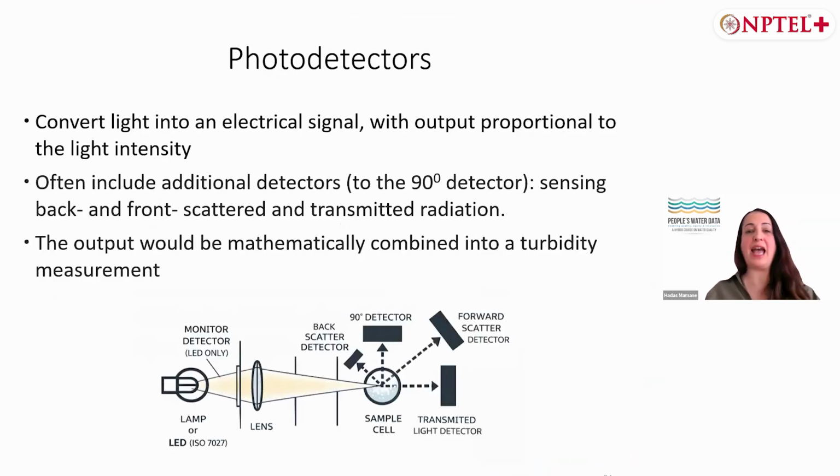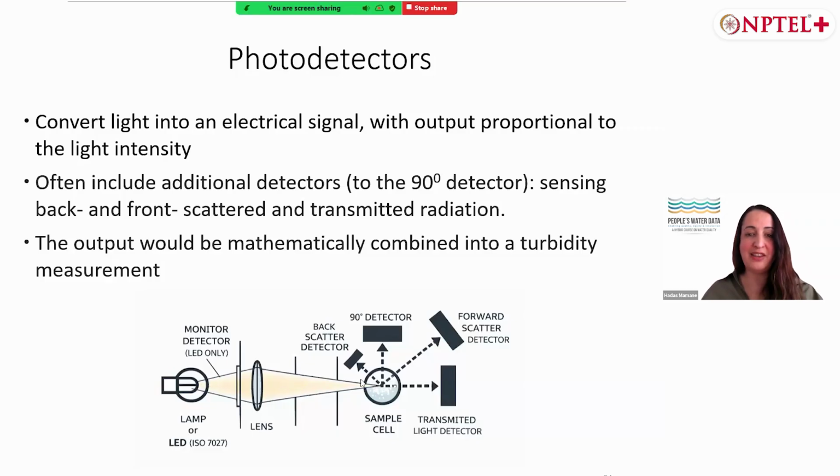When we look at the photodetector, it has a very important objective within the turbidity meter. The photodetector will convert light into an electrical signal, and the output of the photodetector is proportional to the light intensity.